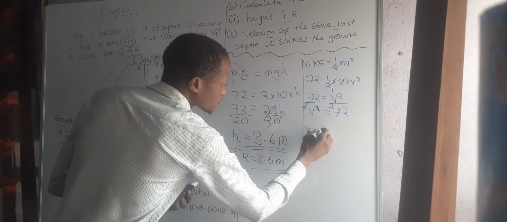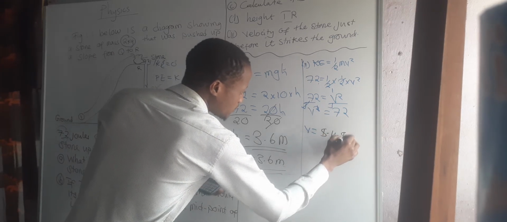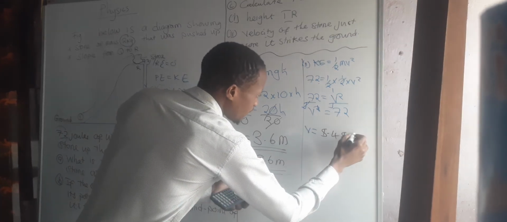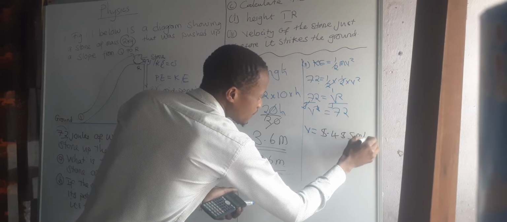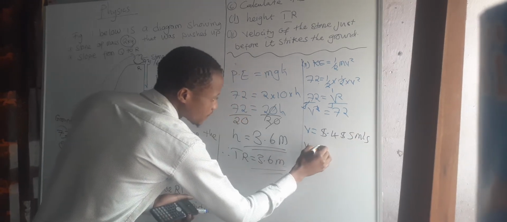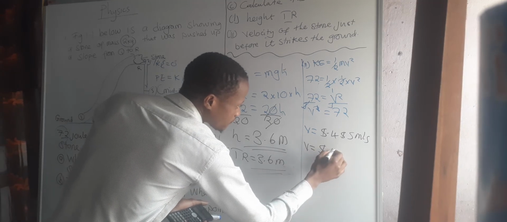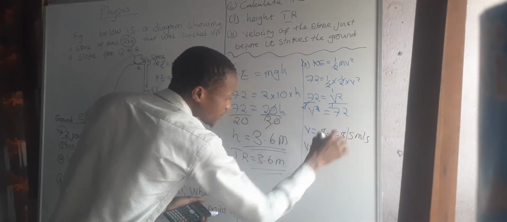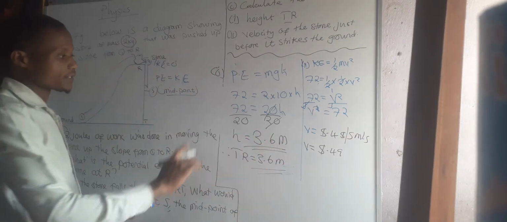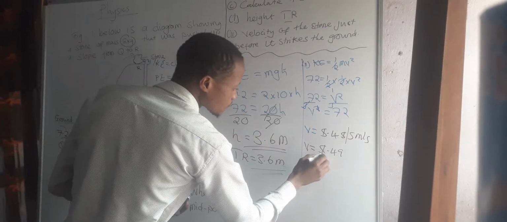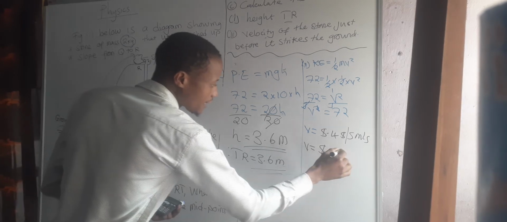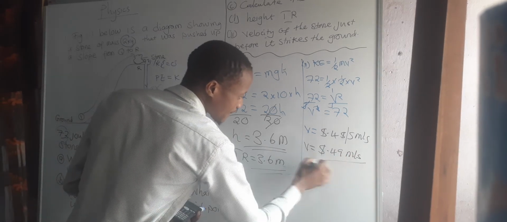So velocity is equal to 8.485 meters per second. Rounding the digit there to 8.49, we can leave it in any decimal place, it's not specific in this case. So 8.49 meters per second.